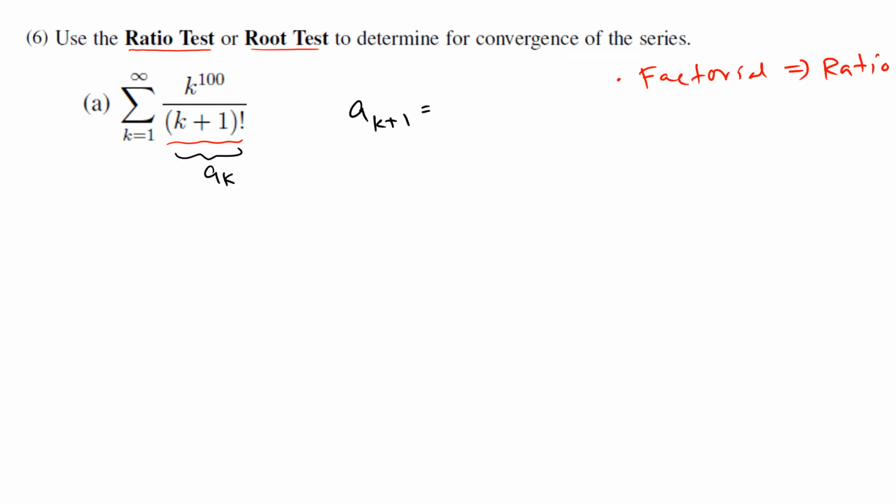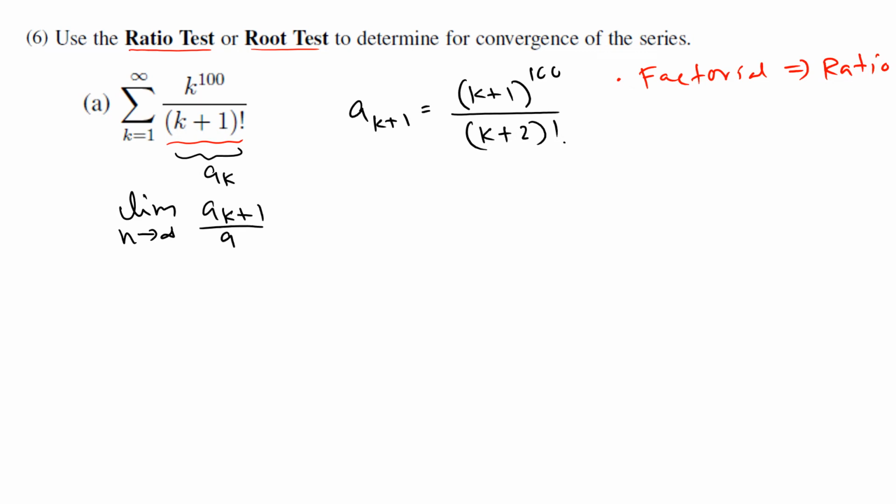You're going to replace k by k plus 1, so it's (k plus 1) to the 100 over, when you replace k, it's going to k plus 2, so (k plus 2) factorial. So again, now we're going to look at the limit. Let's say the limit when n goes to infinity of the absolute value of a_(k+1) over a_k. We don't need the absolute value in this case because these terms are all positive.